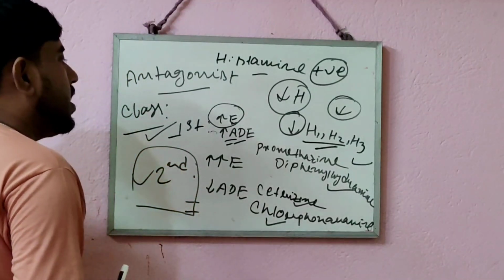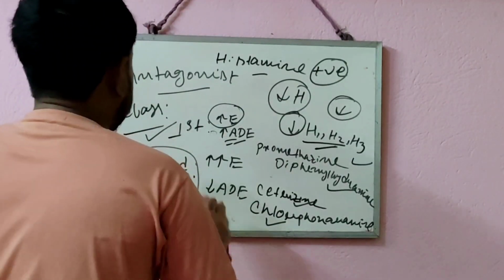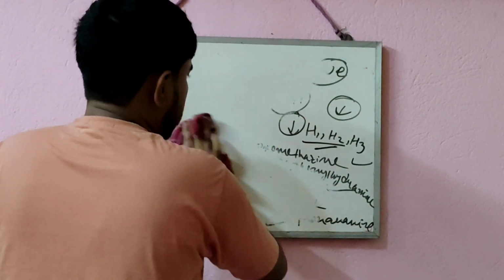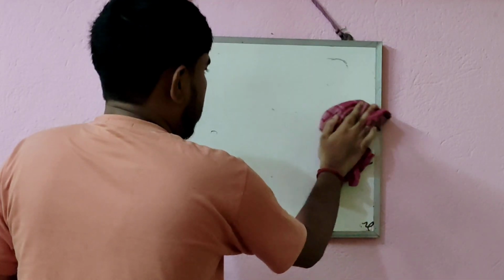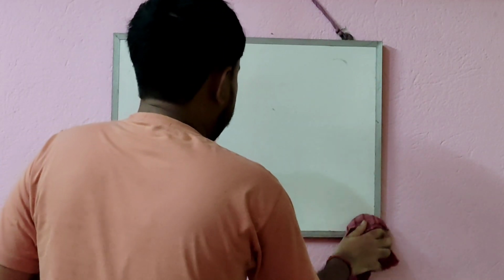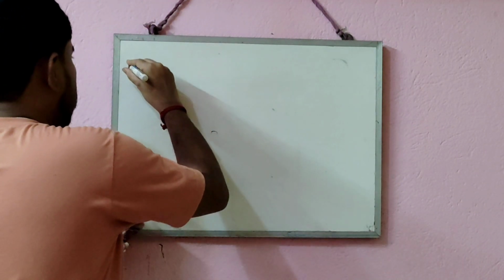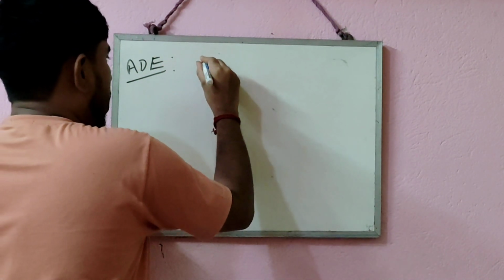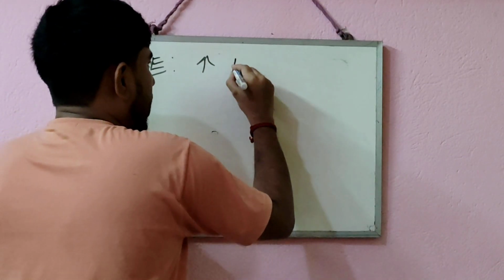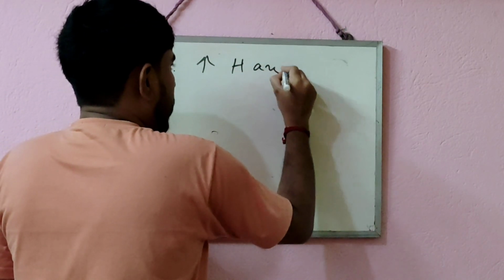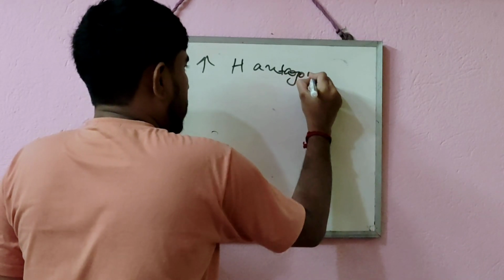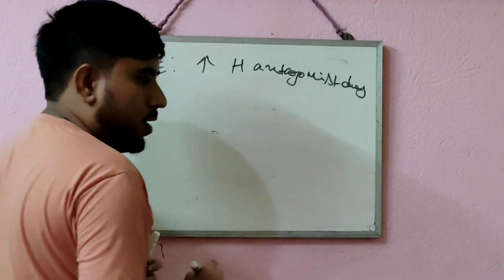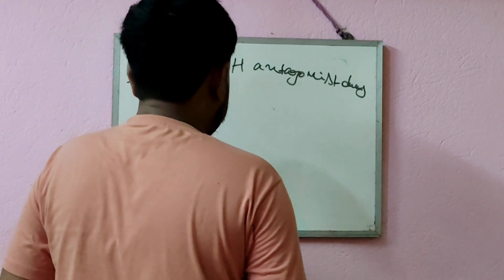So these are simple examples of histamine antagonists that show their action by inhibiting the release of histamine, by inhibiting the action of histamine receptors like the H1, H2, H3 receptors. Now we are going to discuss the adverse drug reactions related to the high consumption of histamine antagonist drugs. So what are the adverse drug reactions related to this?